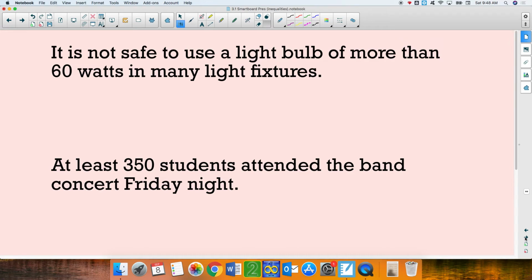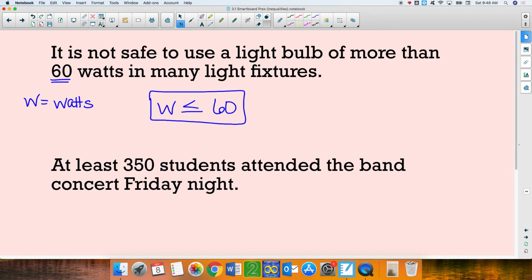Okay, next. It is not safe to use a light bulb of more than 60 watts in many light fixtures. So 60 is our number, and that is representing our watts. So we're going to let W be our watts. And so we're going to write our variable, then we're going to write our number 60, and then we're going to figure out what our inequality is. So it's not safe to have a light bulb of more than 60 watts. So our watts could equal 60, but we don't want our watts to be more than that. So we want to be less than 60 for it to be safe.